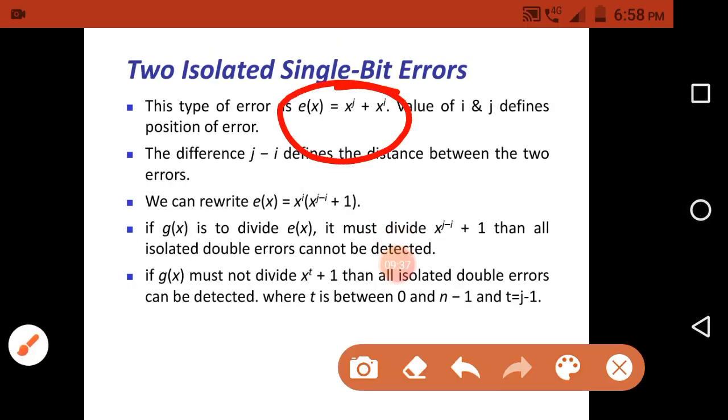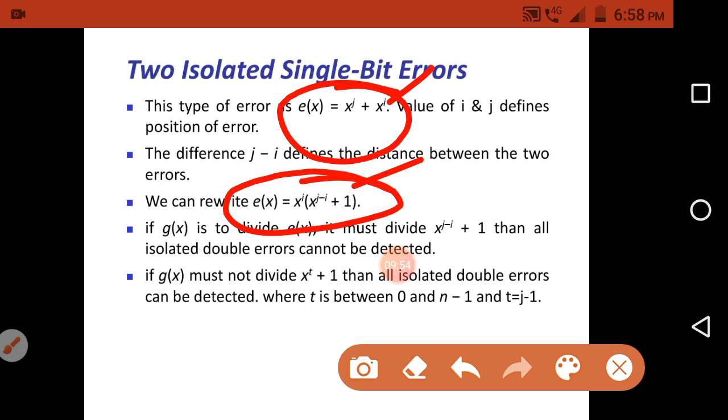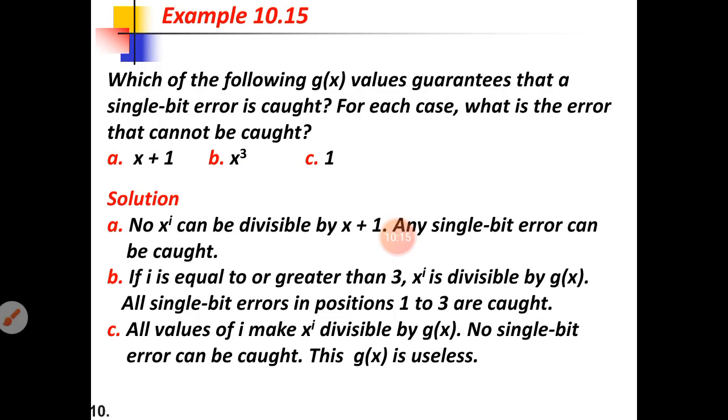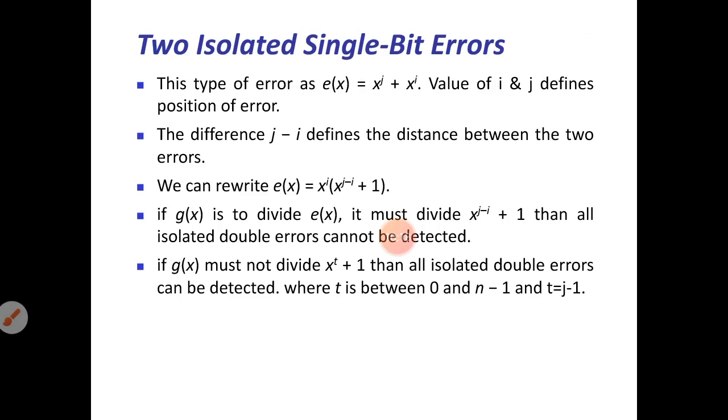Next, we can rewrite this particular equation also in this form. E of x is equal to x raised to i into x raised to j minus i plus 1. Here we take the x^i out of this equation, then that will be x raised to j minus i plus 1. If you multiply this x^i into x^(j-i) plus 1, then you will get the original polynomial form of the two single bit errors. So you can rewrite that particular equation in this way.